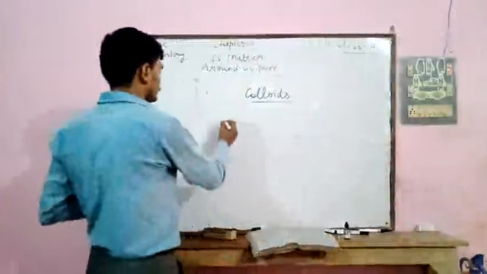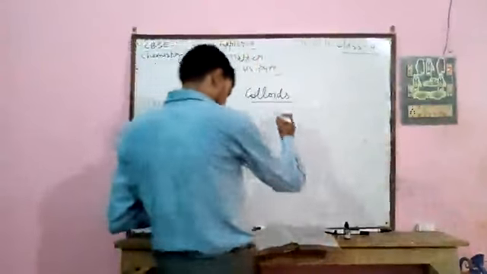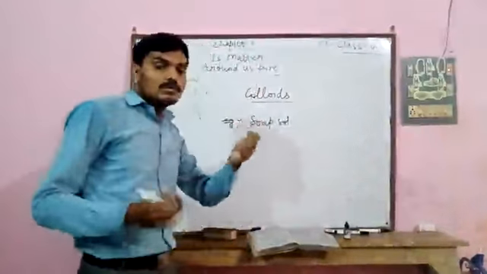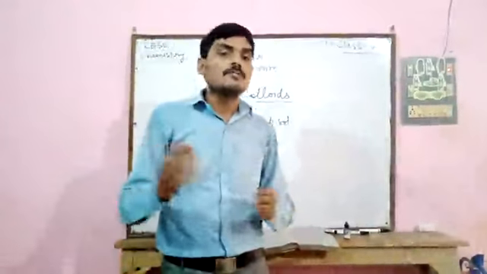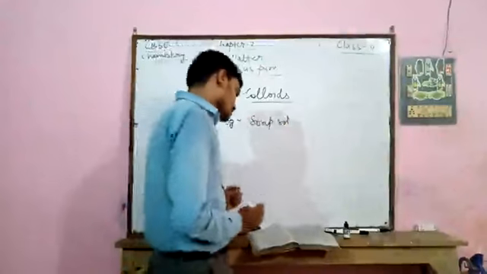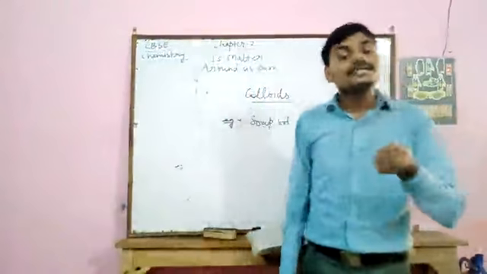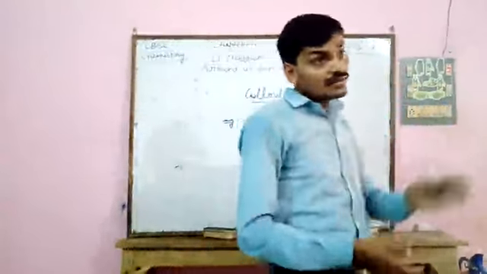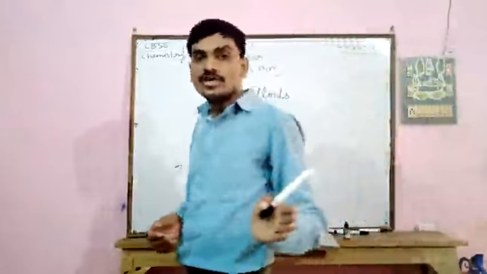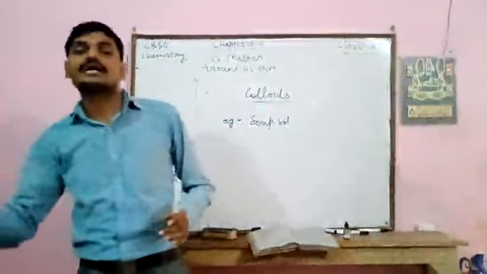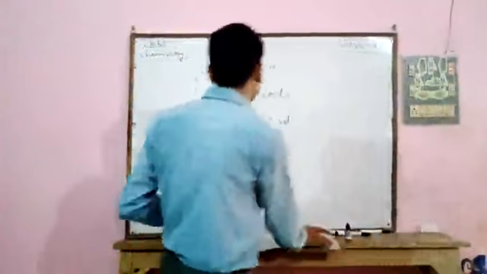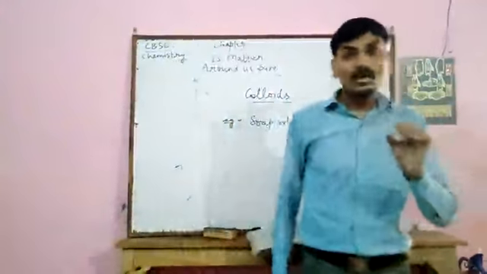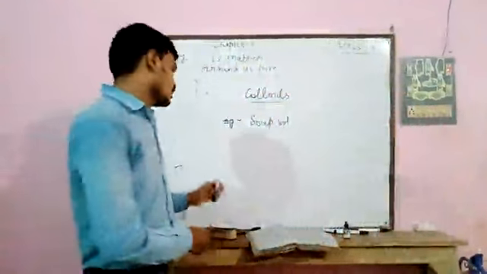For example, soap solution. If we mix soap in water, then it forms a colloid. For example, milk. Milk is a type of colloid in which the solute particles are greater than solution particles and less than suspension particles. So these are the colloids. Now what is the next point? Classification of colloids.